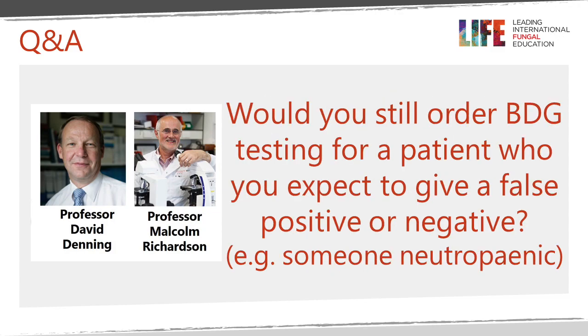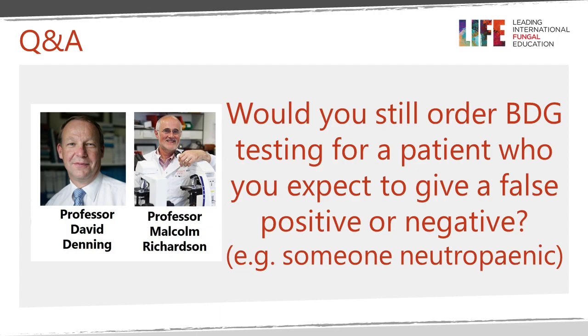Okay, you sort of anticipate that your patient is going to have a false positive result in this test, for example, as you've mentioned, the glucan-containing gauzes and the dialysis membranes, or possibly the reverse, a false negative because they're neutropenic. Would you still send off a request for this test, or would you choose a different type of test? The BDG isn't probably so useful in profound neutropenia.